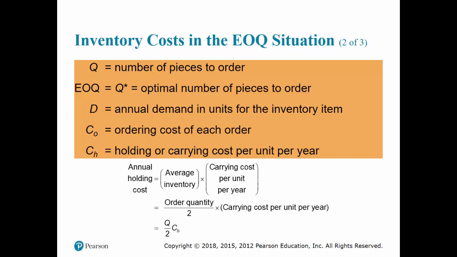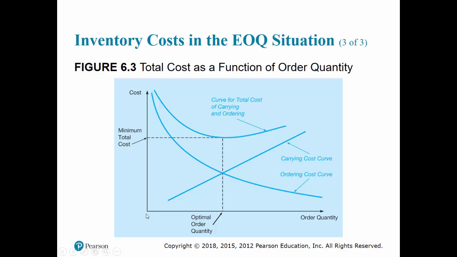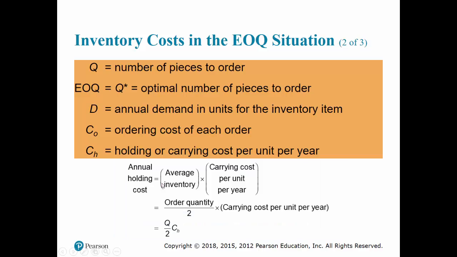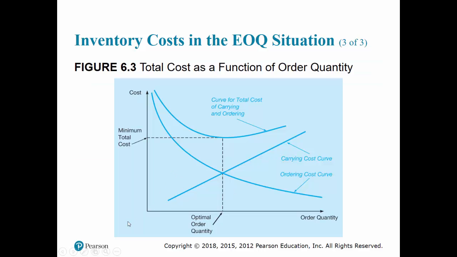So now let's plot these two costs over Q. The x-axis is Q. If you look at carrying cost, it is Q over 2 times C sub H, or in other words, C sub H over 2 times Q, which is a straight line. When Q is 0, it will be 0 times C sub H, so 0, and then it will increase with the slope of C sub H over 2 as Q increases. As order quantity goes up, it keeps increasing.